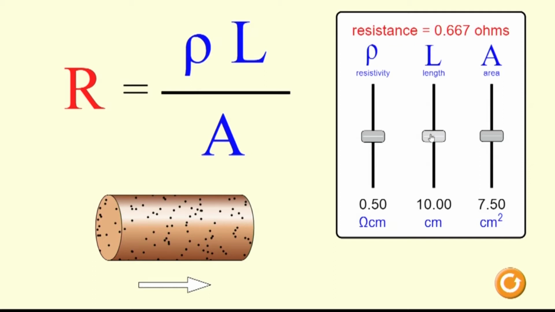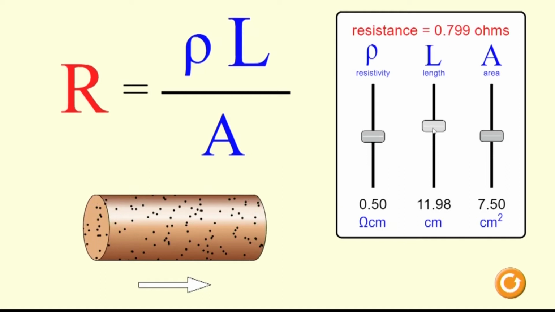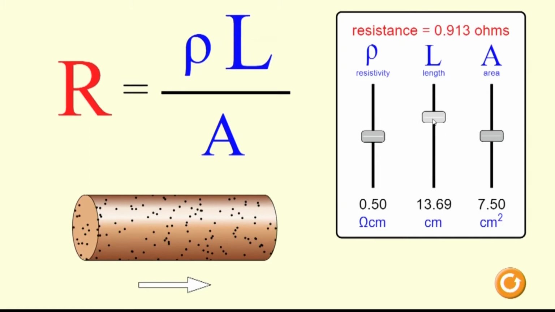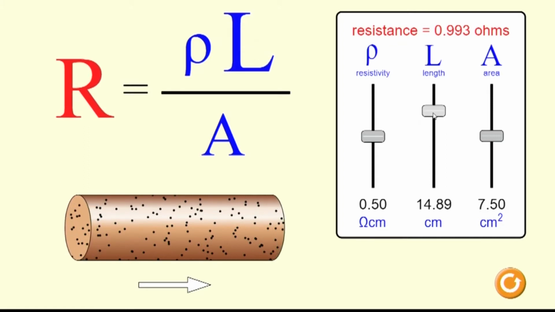So now from 10 centimeter I am going to increase the length of the conducting wire and observe the variation in the resistance. See, the length is increasing and the resistance at the top, yes, it is increasing. Now the length is 15 centimeter and the resistance, earlier it was 0.667, now it is 1.01 ohm. So what is the reason, children?